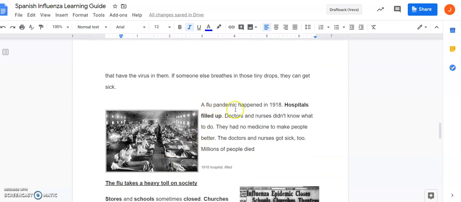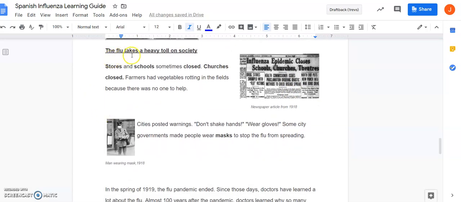A flu pandemic happened in 1918. Hospitals filled up. Doctors and nurses didn't know what to do. They had no medicine to make people better. The doctors and nurses got sick too. Millions of people died.